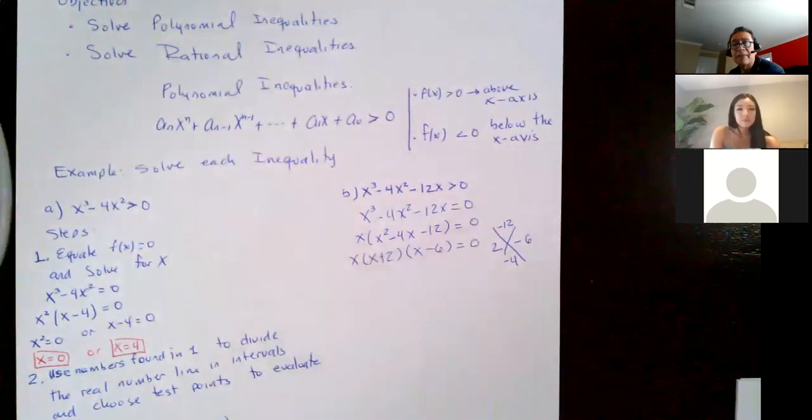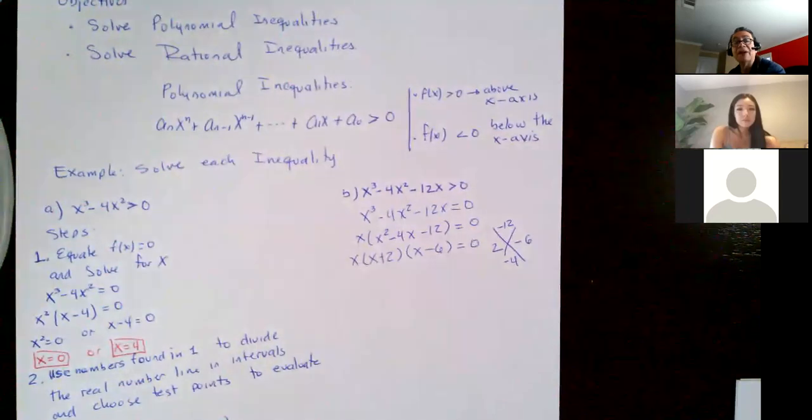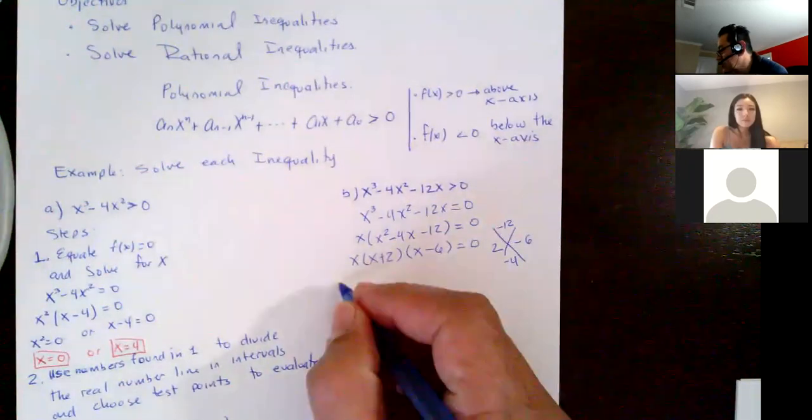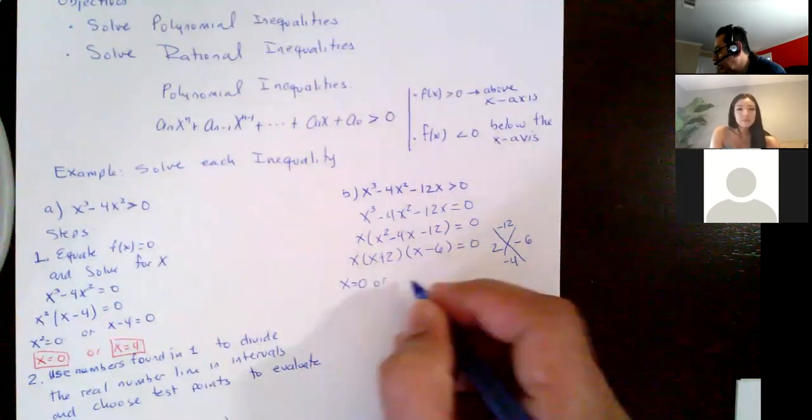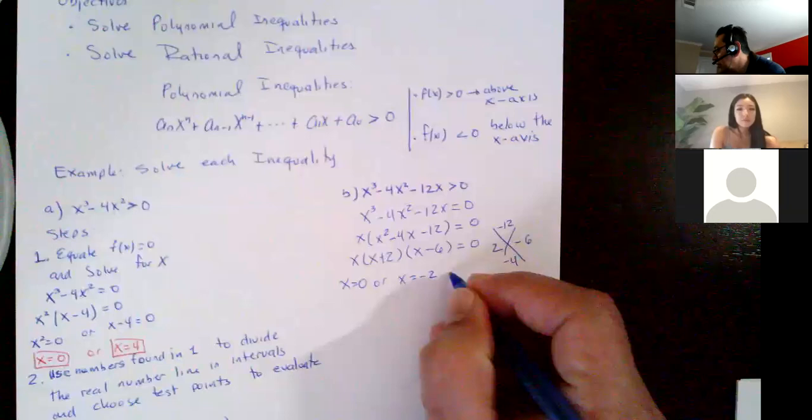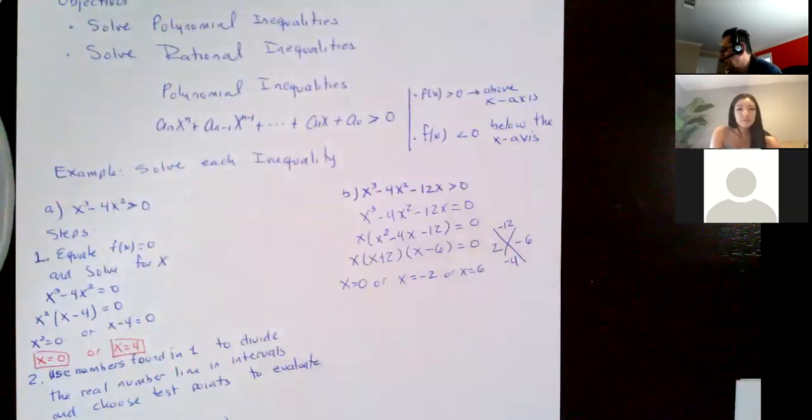So there are three values, you're right. So let's solve for x. That's x equals 0, or x equals negative 2, or x equals 6, right? So we got three values here.